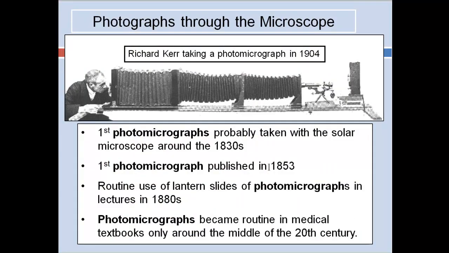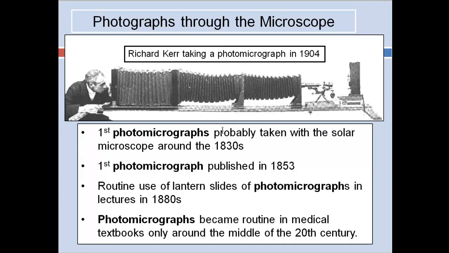Photographs through the microscope began probably in 1830, when probably the first photograph was taken through a microscope, and those would be named photomicrographs. Now, Richard Kerr is seen here in 1904 with a huge bellows. At the end where he's looking would be a glass plate, and he has a microscope, and he had a light source over here on the right illuminating through here, and he would have a plate with photosensitive chemicals on it, and made a photograph.